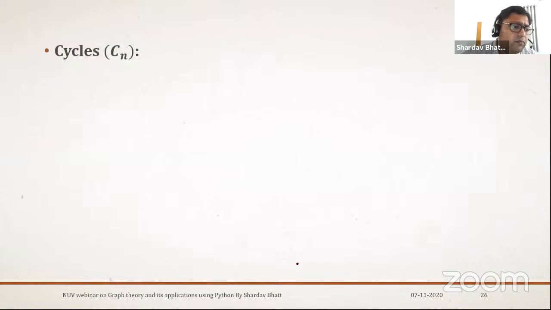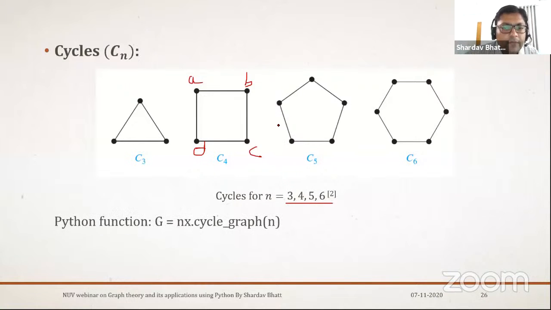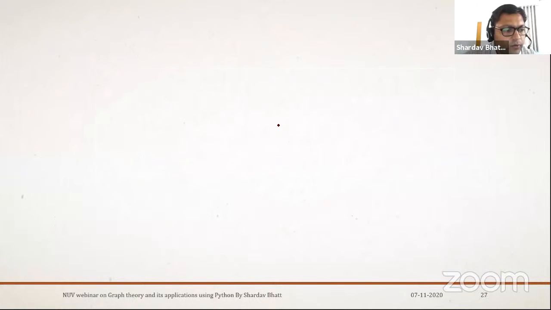There are cycles, which are denoted by Cn. Cycles means the vertices are connected sequentially. A is connected with B, B is connected with C, C is connected with D, and D is connected back to A. So that creates one kind of cycle. Cycles for different numbers of vertices are shown here in the figure, and there is a Python function for it that we will see soon.